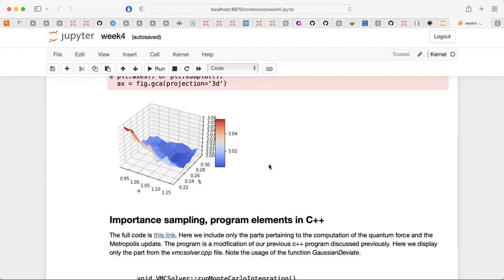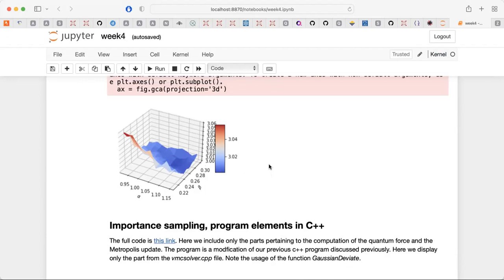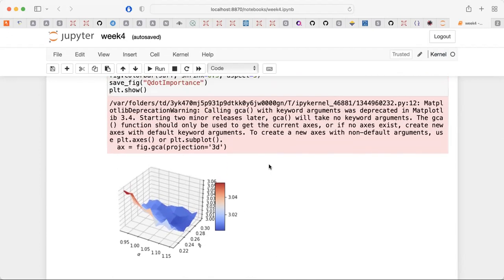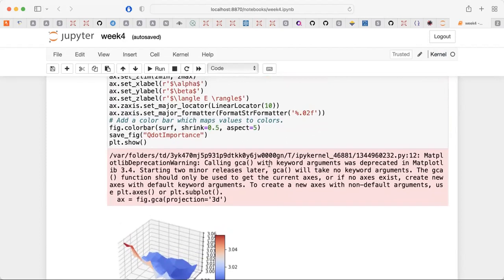Okay, any questions so far? So this is just a kind of demonstration of what you need to program. And hopefully you can see the basic ideas from that before you start implementing importance sampling in your own code. So what I'm going to do now is to go back to the slides.